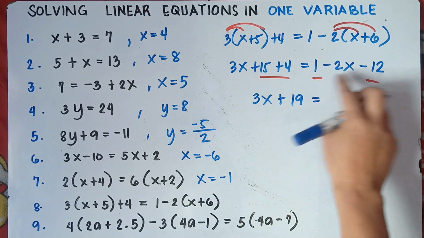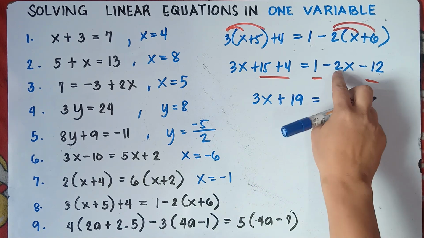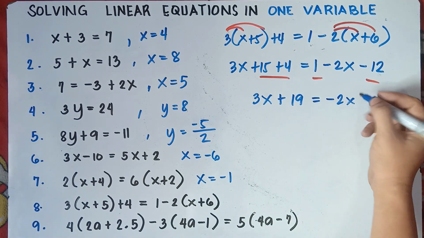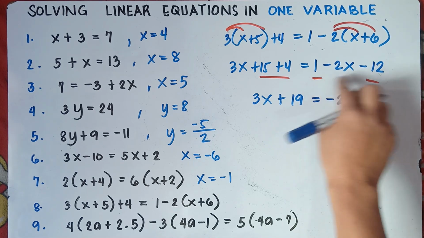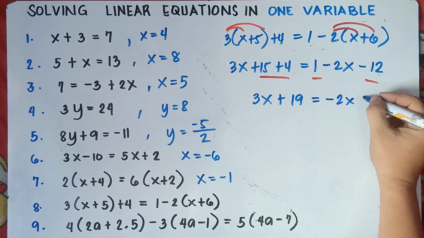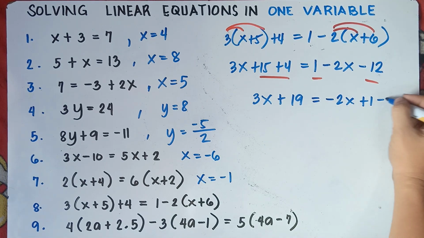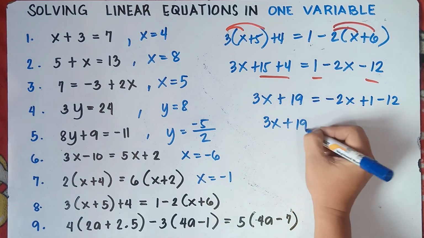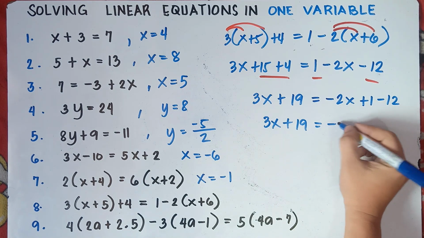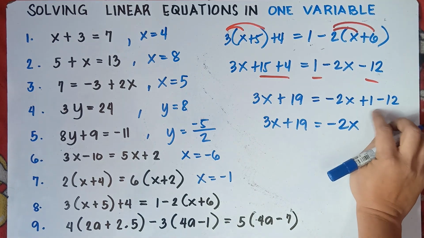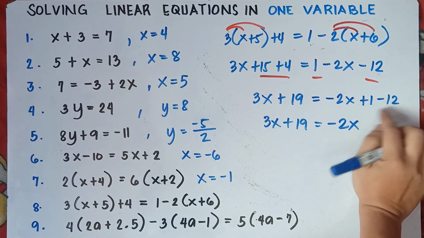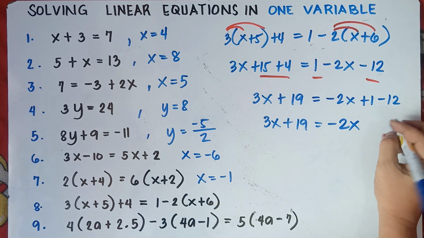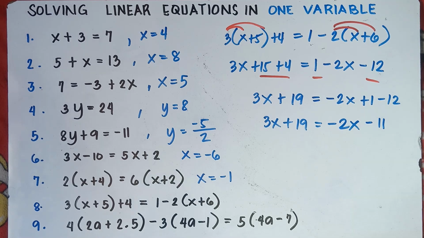Then we can arrange this one so that you will not be confused. So x comes first before these numbers. So we have negative 2x, and then this is positive 1 and minus 12. So this will be 3x plus 19. I copy negative 2x. 1 minus 12. So signs are not the same. Subtract, then copy the sign of the larger number. So 1 minus 12, that's negative 11.